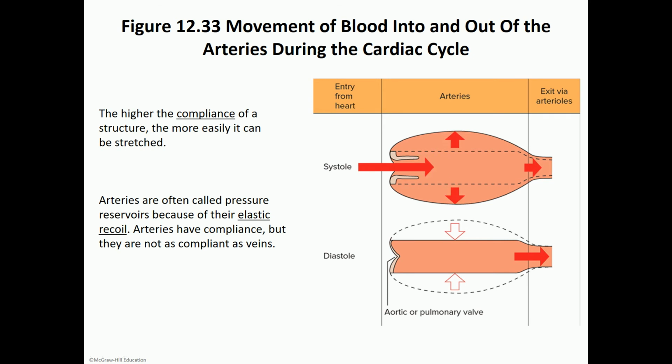Now, during diastole, when the left ventricle is relaxing, the aortic valve shuts, and the blood is going to be pumped pretty much due to the elastic recoil of the aorta pushing the blood downstream into the arterioles. And you see here that the blood really cannot go back into the left ventricle because of the closure of the aortic valve. So again, during systole, the arteries are going to distend due to compliance. And then during diastole, due to the elastic recoil, that's going to push the blood further downstream.